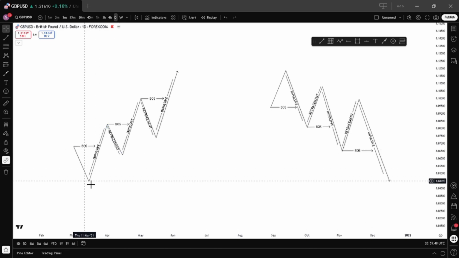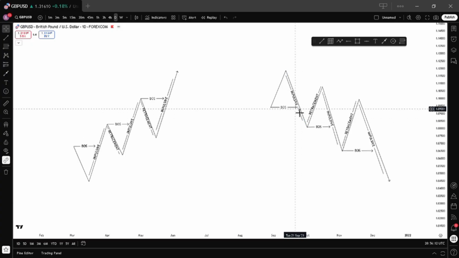As we can see here, the market structure is bullish, right? And this retracement move is coming down. What does that tell us? It is not in line with the trend. But this impulsive move is going up, so that is in line with the trend. So impulsive moves are the moves that are in line with the trend, while retracement moves are the ones that are not in line with the trend.